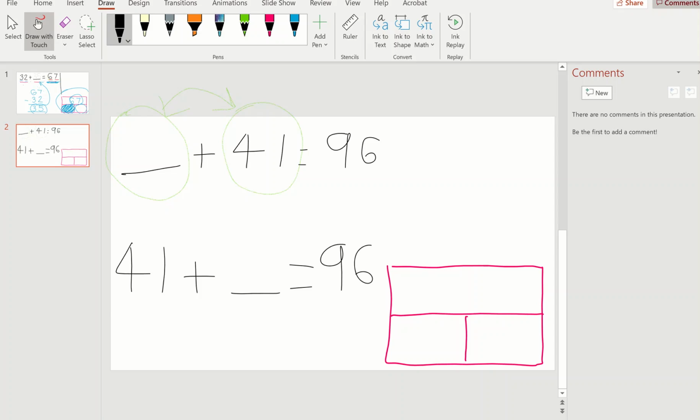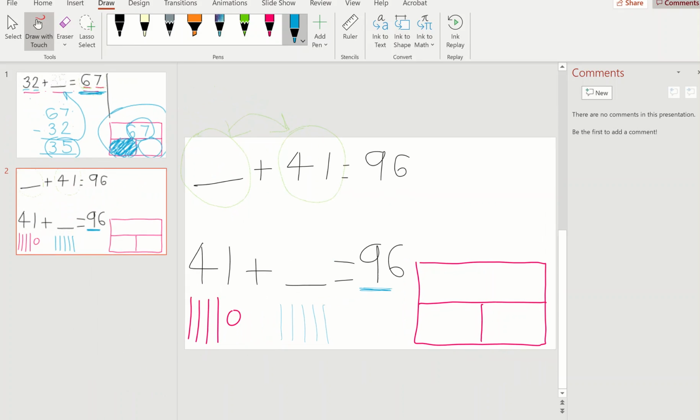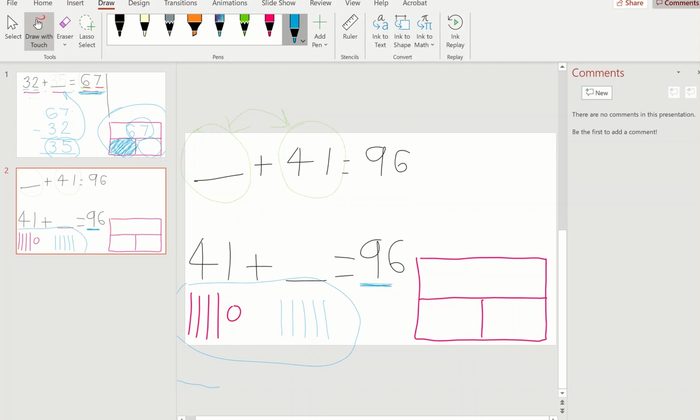Okay, so let's think about our drawing method again. We've got 41. We need to add some more, so we've got 96 at the end. Okay, so let's add some more 10s. At the moment, we've got 1, 2, 3, 4 10s. So we need 1, 2, 3, 4, 5, 6, 7, 8, 9. There we go. I've now got my 9 10s all together. Now at the moment I've only got 1 1, that one pink 1.